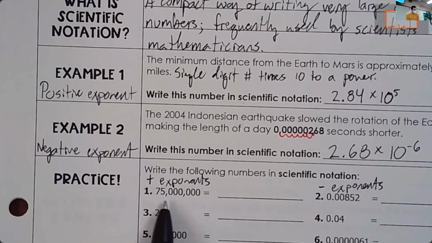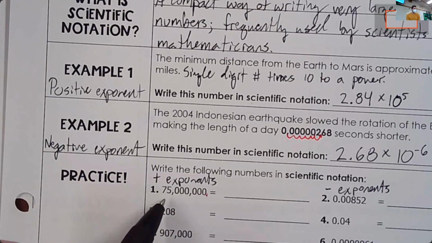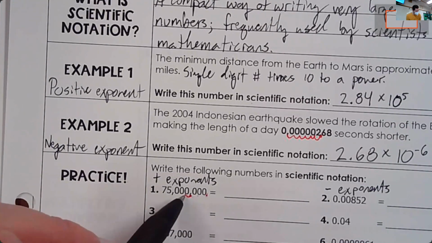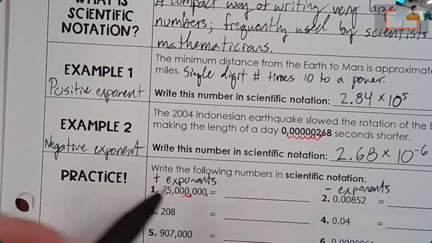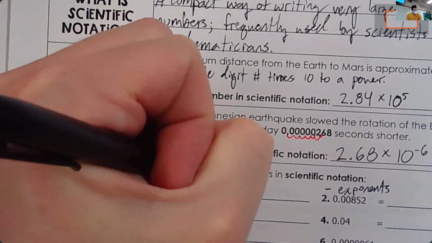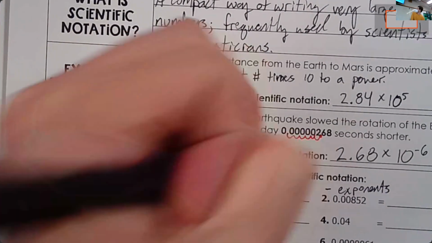So this first example here, 75 million. The decimal on a whole number, again, is always at the end of the number. And so we're going to start here. And we're going to count until we can put our decimal in between two numbers to make a single digit value. So if we move our decimal 1, 2, 3, 4, 5, 6, 7 places, that'll give us 7.5, and we moved it 7 spots. So that would be 7.5 times 10 to the 7th power.